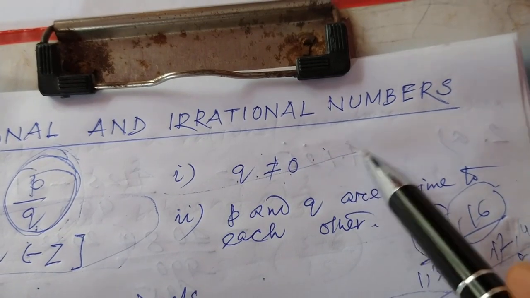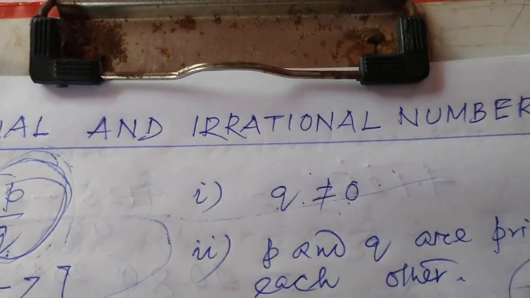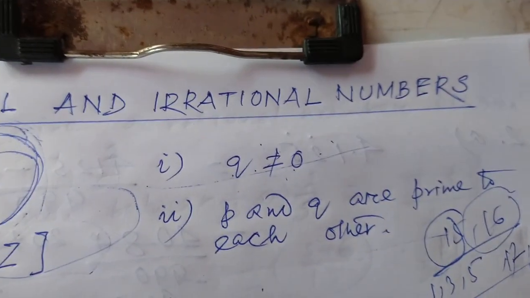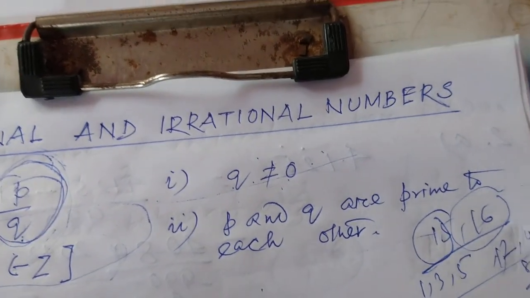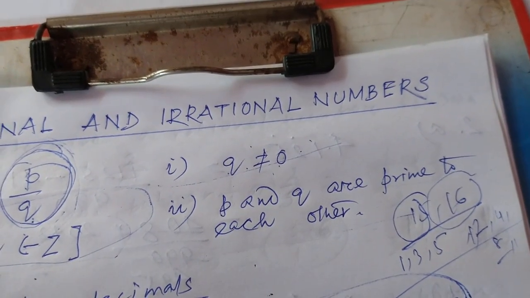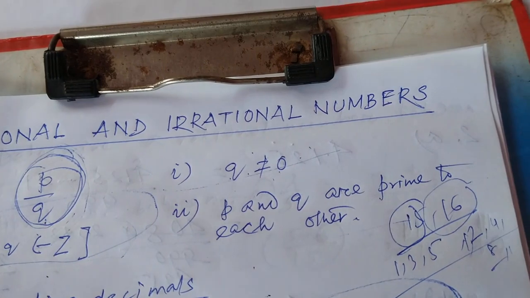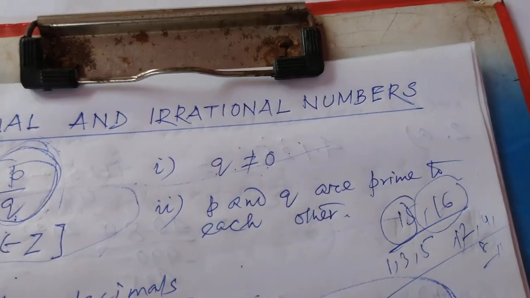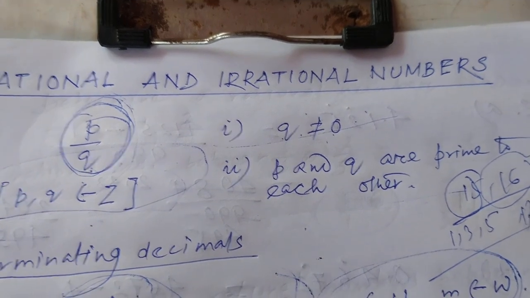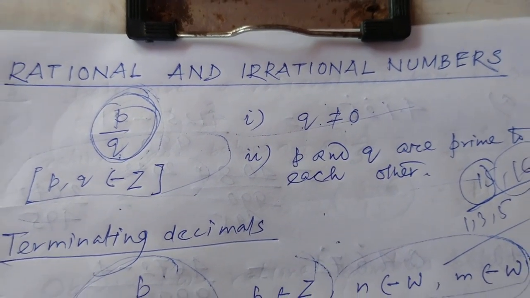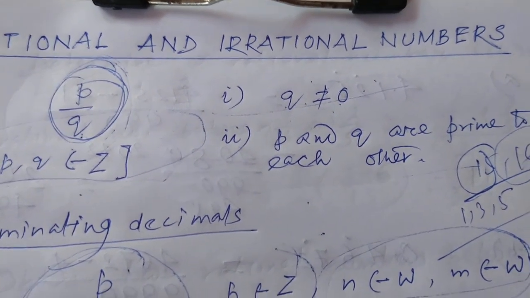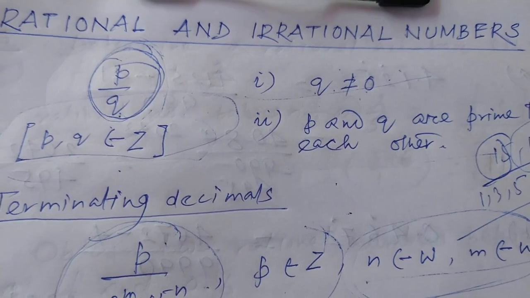First condition. The second condition is p and q are prime to each other. What does it mean by the word prime to each other? For two numbers to be prime to each other, it is not necessary that they are both prime. They may be prime, may not be prime also. What is the condition required? Except 1, they don't have any other common factors.